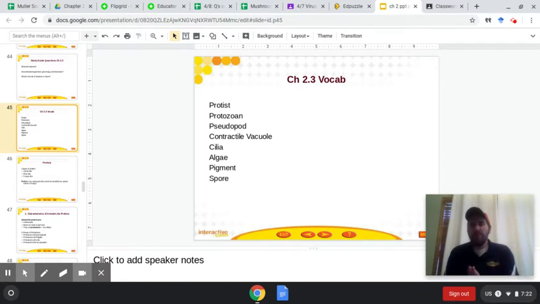So they move like animals. That's why they're called animal-like protists. But they are all unicellular, where animals are mostly multicellular. Almost entirely, right?